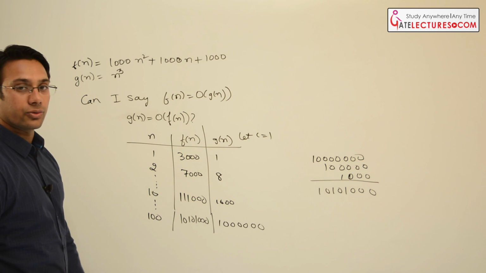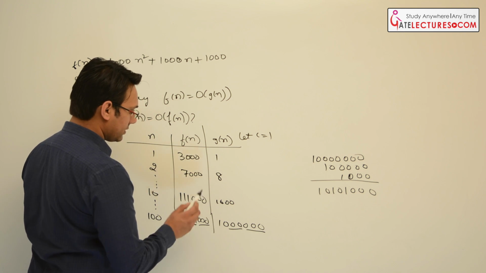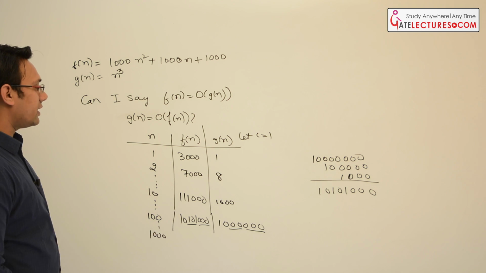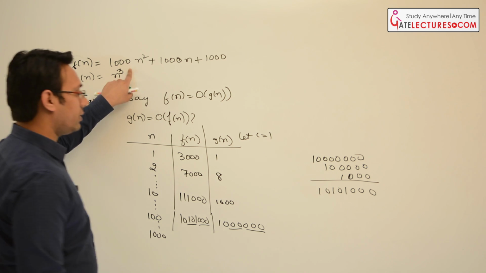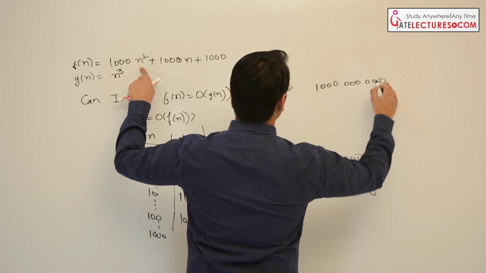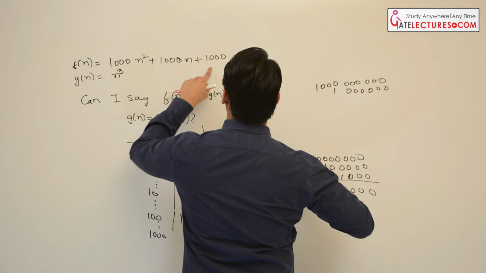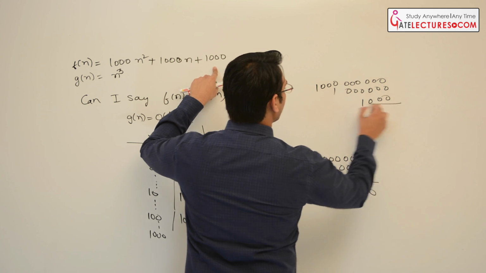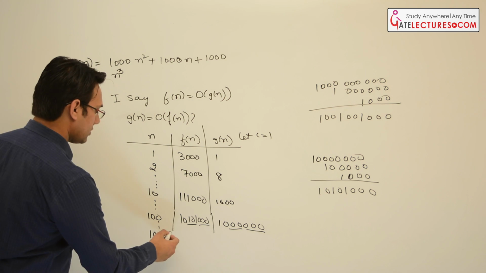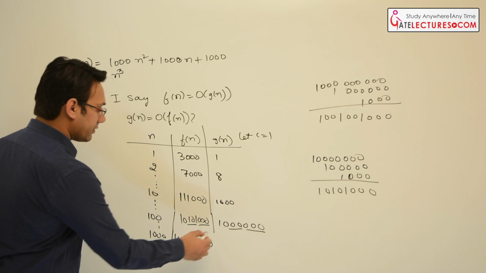You can see the values are getting closer, right? So here 6 and this is 7. Now if I increase the value, let us suppose n is 1000. If the value of n is 1000, then what is this value? This value will come this much, and therefore the complete value is 1001001000. And how much will this value come?